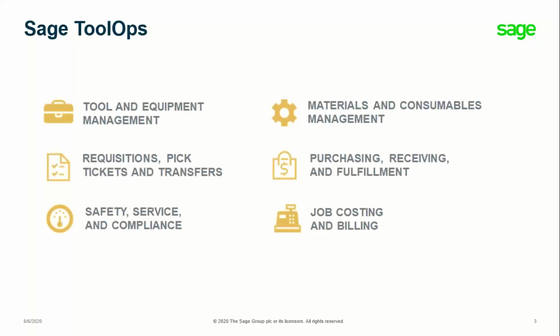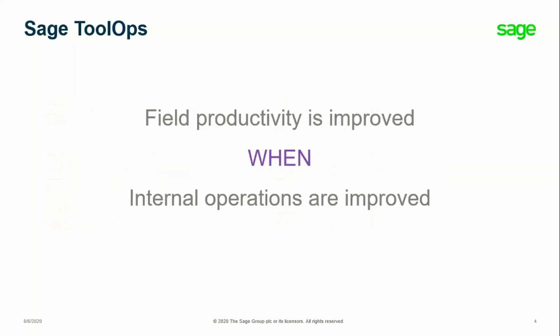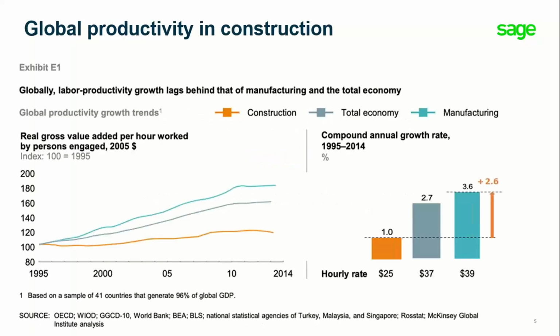But I want to take a little bit of time and explain what ToolOps is. The product was designed with one main idea: field productivity is improved when internal operations are improved. That means you've got to have a good system in place that helps the field work more efficiently, and a lot of companies are lacking in that today. So, why is this such a big deal?